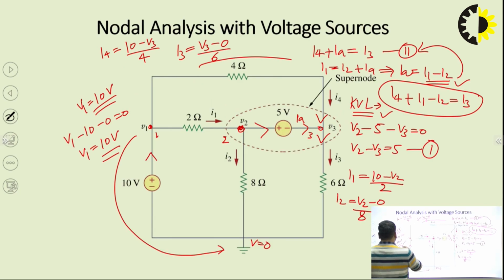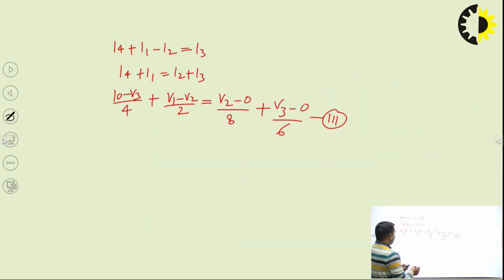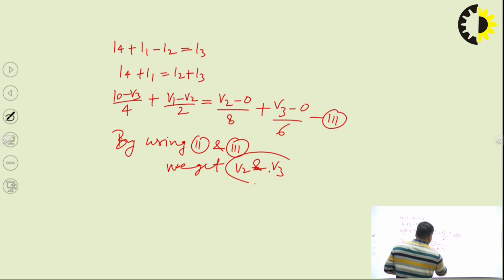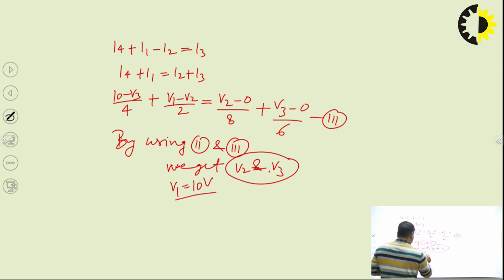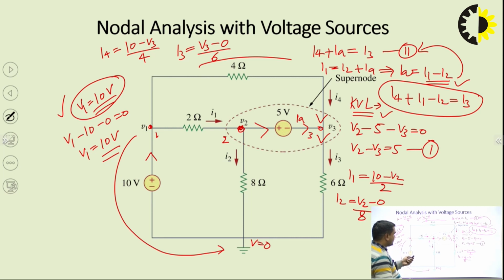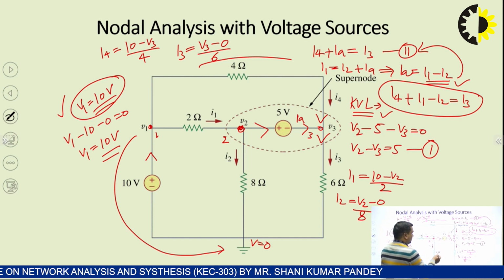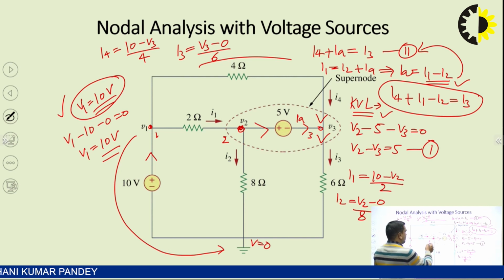So we have equation 1, and V1 is 10 volt. Then we have two equations, number 2 and number 3. By using equations 2 and 3, we will get the values of V2 and V3, and we already know V1 is 10 volt. This can be done with the help of nodal analysis. So this is the case of a super node. We do not need to apply KCL the way we apply it in other cases; here we can similarly apply KVL.